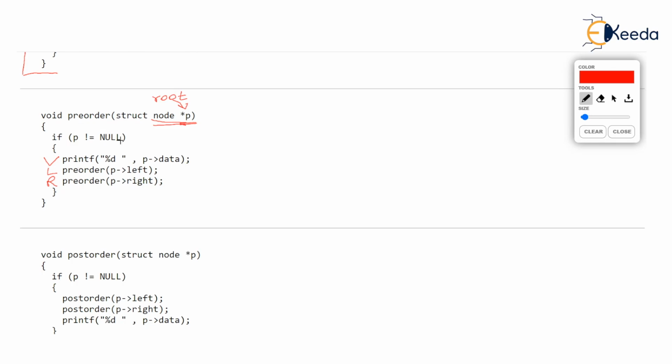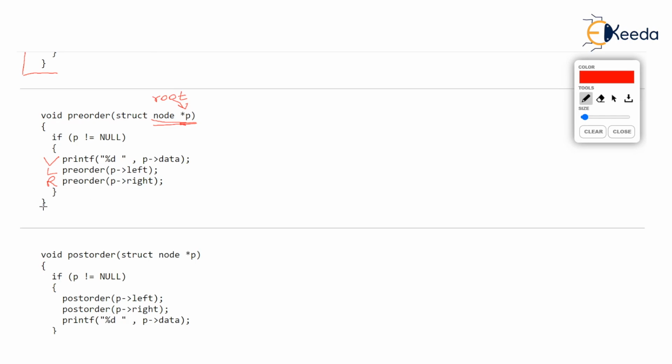So if P is not null, we will print the vertex, P->data, that is V, and then we will easily jump to the left branch. But how do you jump to the left branch? Call preorder recursively. The same function is getting called with the left branch, P->left, and call the same function preorder recursively with P->right. The same function preorder is called with P->right, and then end the if and then end the function.